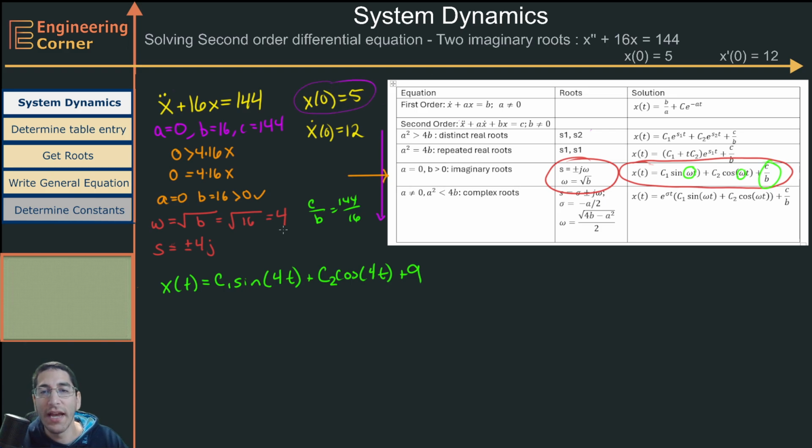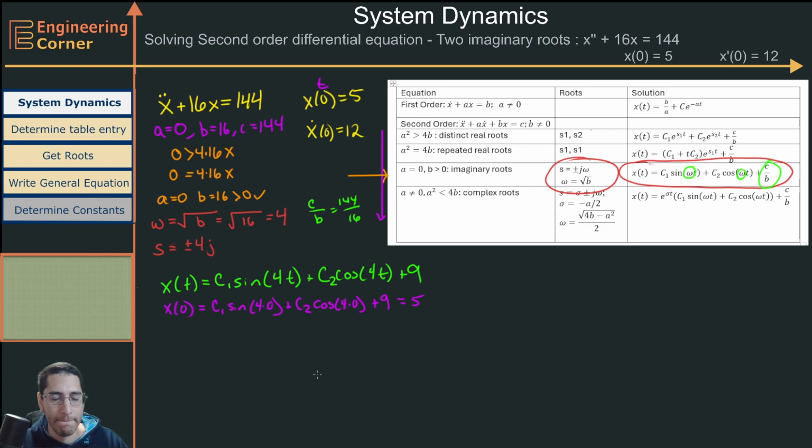This initial condition, x of 0 is equal to 5, means x at time equal to 0 is equal to 5. And I'm going to write this out more explicitly. When you get more comfortable with these equations, you probably won't need to write out every step that I'm doing. So x at time equal to 0 is equal to c1 times the sine of 4 times 0 plus c2 times the cosine of 4 times 0 plus 9. And this is equal to 5.